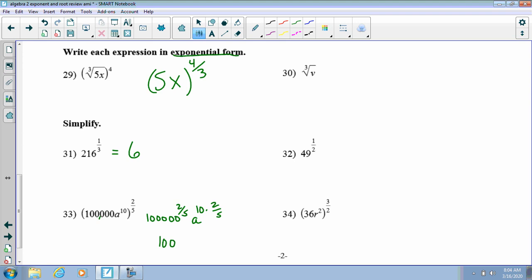But that is 100. And 10 times 2 is 20. And 20 divided by 5 is 4. So 100a to the 4th. You could also multiply those two together in a calculator. And that would be your answer there. So this is a little bit less cumbersome because there's not such a huge number for you to do.